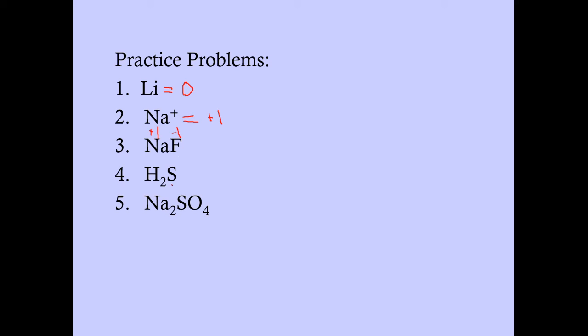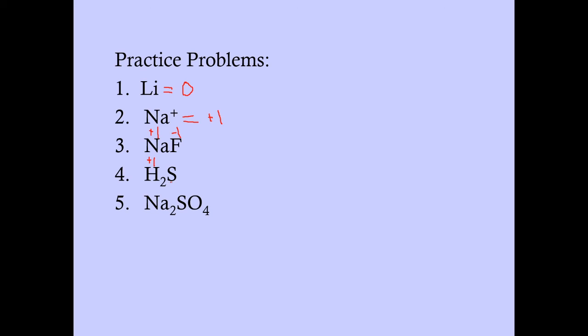Alright, number 4. Well, we have a rule for hydrogen, right? What's our rule for hydrogen? If it's acting as a cation, it's a +1. If it's acting as an anion, it's a -1. So is hydrogen acting as a cation or anion here? Think about it. Hydrogen's listed first. So it's acting as a cation. So this hydrogen is +1.